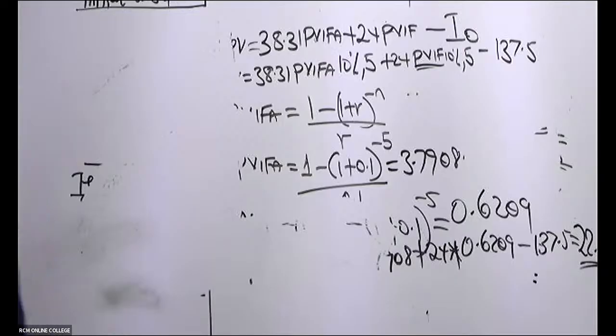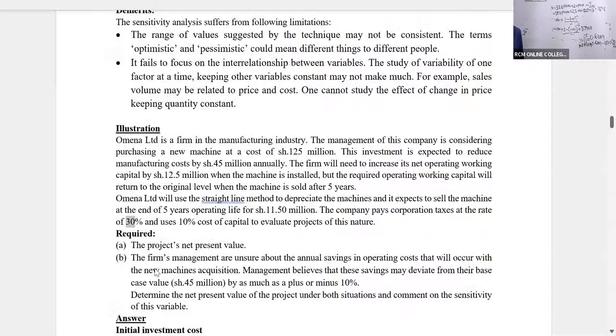Let's look at number 2. So number 2 of this question was really interesting. I like this number 2. So part B, the firm's management are unsure about the annual savings in operating costs that will occur with the new machine acquisition.